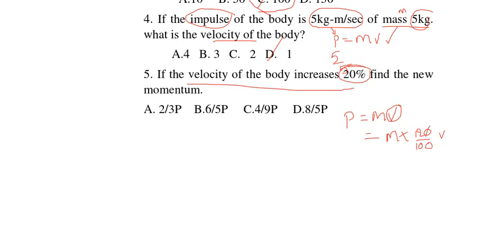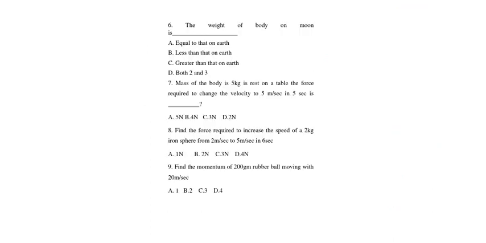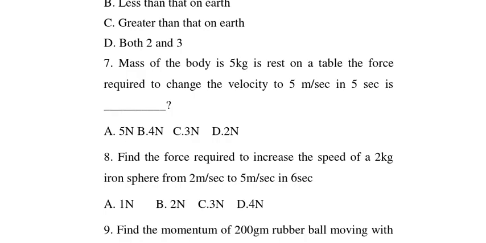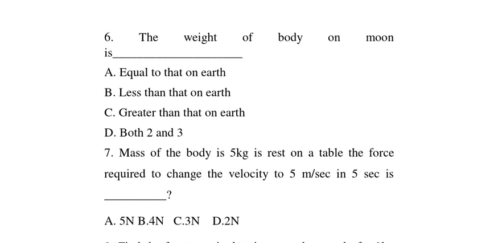Zeros cancel. 2 sixes are 12, 2 fives are 10. So if you do the simplification, 6 by 5 m into v. If you write this in the first term, after that you can multiply a into b or b into a, both are the same. So it is 6 by 5 into P. Option number B is the correct answer. Okay guys, then go for the next. Just wait, I will zoom and show you. Yeah, question number 6.